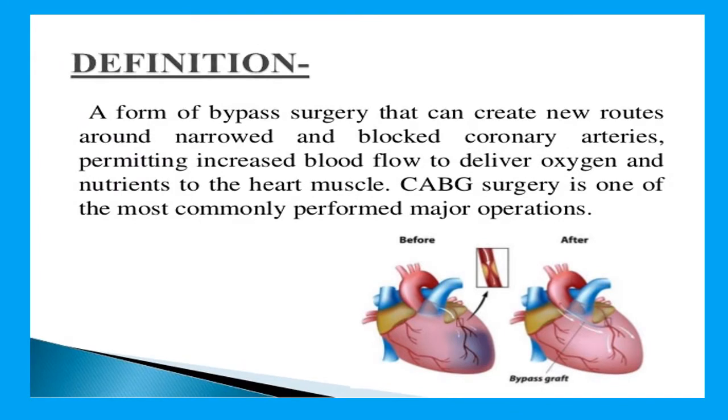Definition: the bypass surgery that can create new routes around narrowed and blocked coronary arteries. So the person who is having a clot, that is first diagram you are seeing, that is the coronary artery is getting stenosed or narrowed, so there will not be enough blood supplying to the myocardium. So for that we will be giving an anastomosing an artificial graft, or the graft which is taken from the patient's own body, that is from artery and the vein.